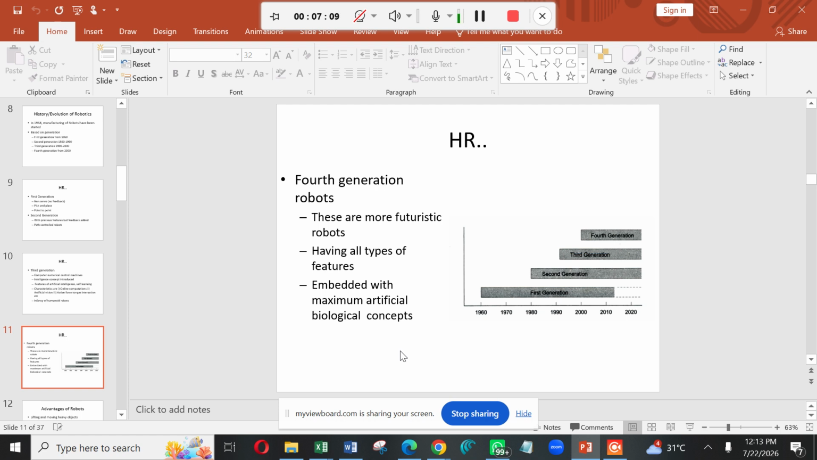So this is about the evolution of the robotics generations. Any doubt? Any doubt on this?